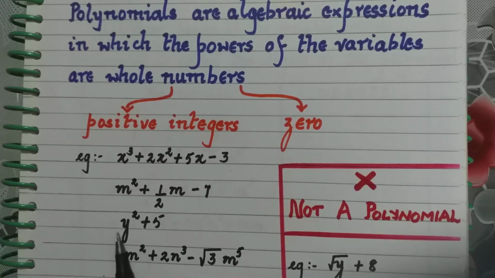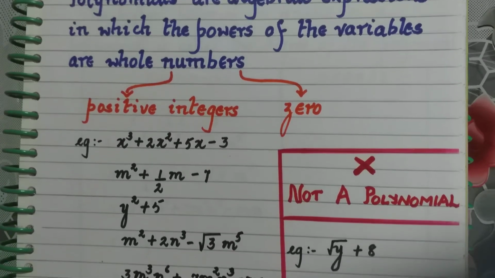Next one, y square plus 5. Here the power of the variable is 2. Here the power is 0. 2 and 0 both are acceptable. Therefore, this is a polynomial.